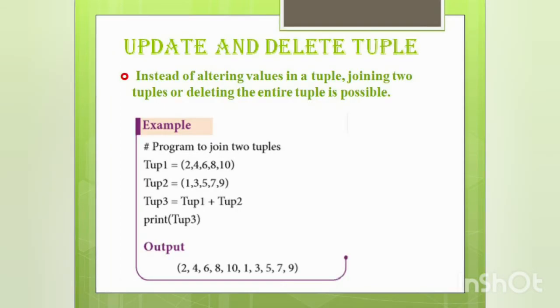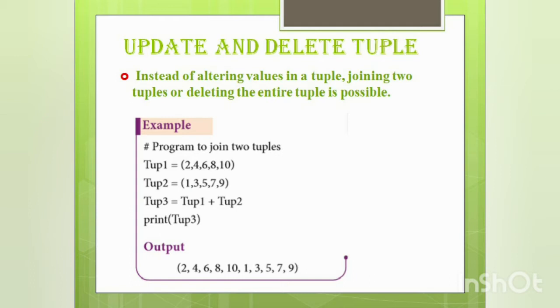Clear? Now we'll see update and delete tuple. As you know, a tuple is immutable. The elements in a tuple cannot be changed. Instead of altering values in a tuple, joining two tuples or deleting the entire tuple is possible. As I said earlier, you can't make changes in the tuple elements, but you can perform two manipulations: you can join two tuples, and you can delete an entire tuple also.